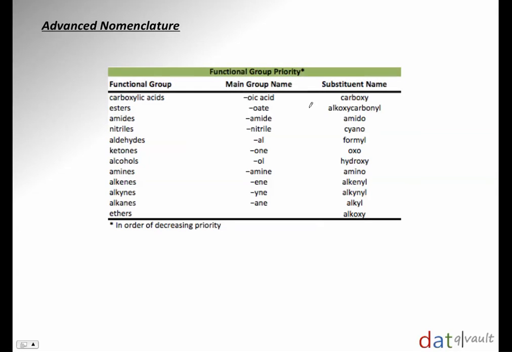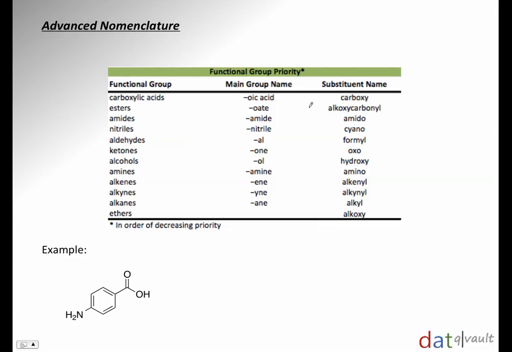Alright, so now that we've gone through all the major functional groups, we're going to look at molecules that might have more than one functional group on them at one time. If this happens to be the case, we need to make one of the functional groups a substituent, and the other functional group needs to be the main name of the molecule. We'll look at an example to clarify this concept.